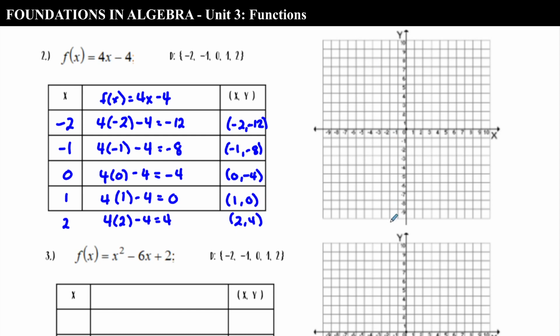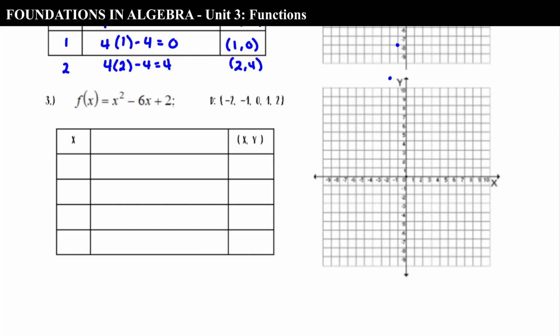Negative 2, negative 12 is going to fall somewhere down here. Negative 1, negative 8 is going to be here. 0, negative 4 is here. 1, 0 is here. And then 2, 4 is up here. And again, if you were to connect those dots, you would have a straight line. So again, we have the equation of a line.